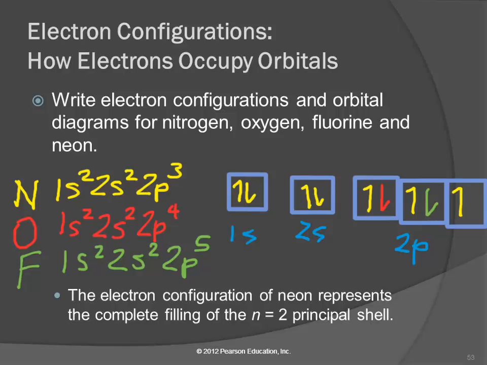And neon's electron's going to fill that up right there. So neon is 1s2, 2s2, 2p6. The electron configuration for neon represents completely filling the second level. Principal energy level 2, principal shell 2, has 2 subshells, the S and the P, and here they are all filled.